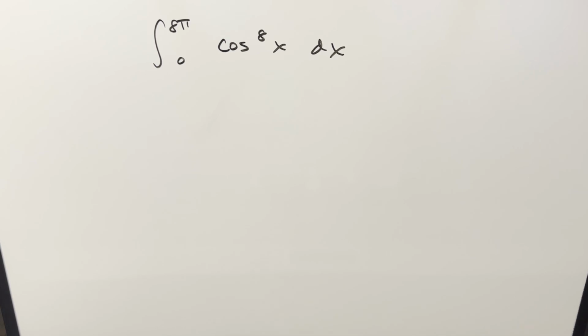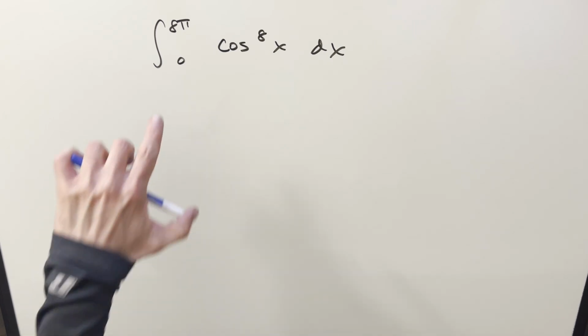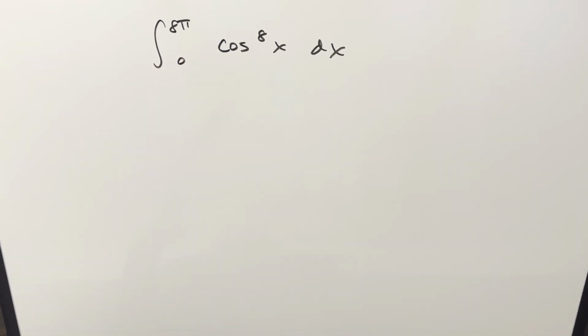Okay, we have another integral today. We've got the integral from 0 to 8 pi of cosine to the 8th x dx. This is kind of a follow-up to my other video, or kind of a two-parter, where the other one I think we had sine to the 7th x and maybe it was just pi over 2. So some of the same ideas, but it's a different scenario with the bounds being different.